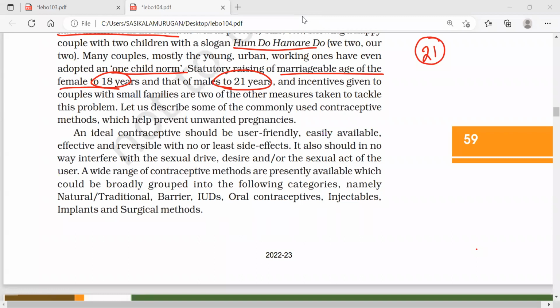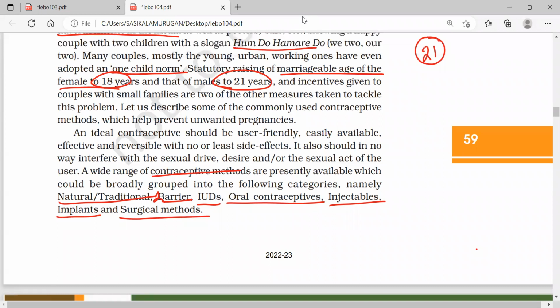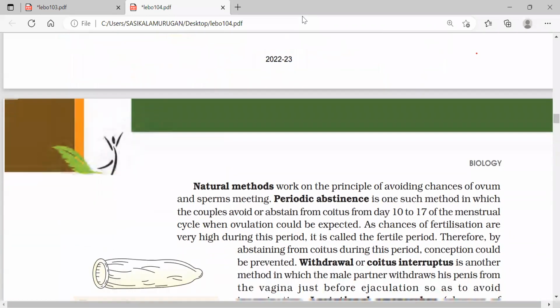Okay, so what is the marriageable age in females? 21 years. No. As per the Tamil Nadu rules, it is increased, but for the entire India, there is a different one. Okay, 18. So now let me talk about other devices or methods, contraceptive methods. The first is the natural and traditional methods, the second is barrier methods, the third is IUDs, and then oral contraceptives, injectables, implants, and surgical methods. These are all the different contraceptive methods. Now let me talk about them one by one.